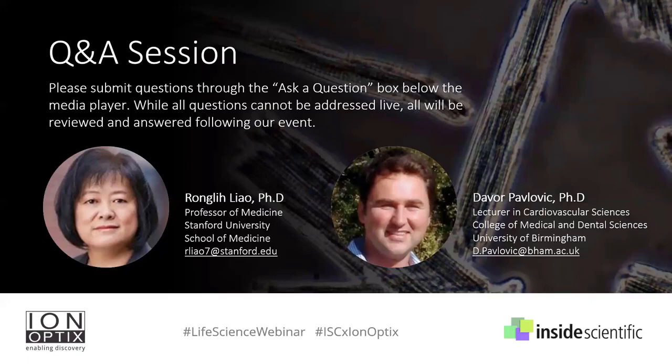Great answer. Now, next question: what is your success rate for the protocol you use for isolation of viable cardiomyocytes suitable for downstream functional assays? Davor, do you want to take this one? Sure. The rate of success or the number of live cells, you can judge the success of an experiment by one or the other. Every time you do an isolation, you want the isolation to work.